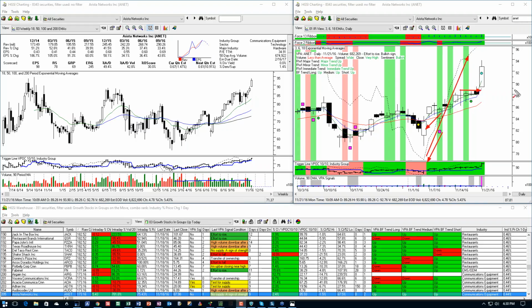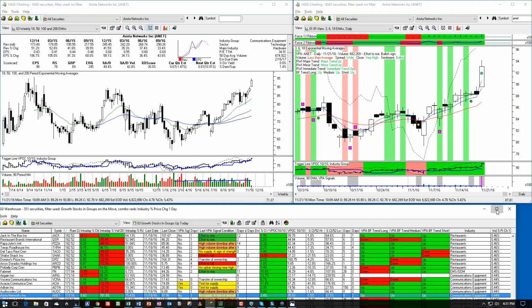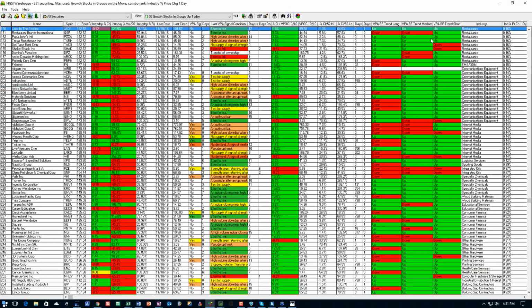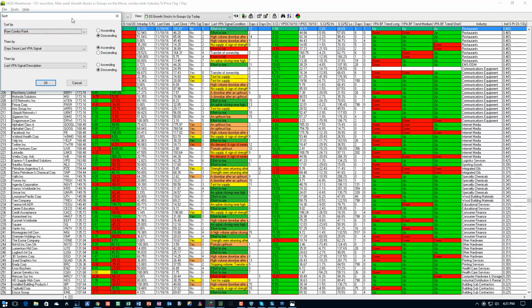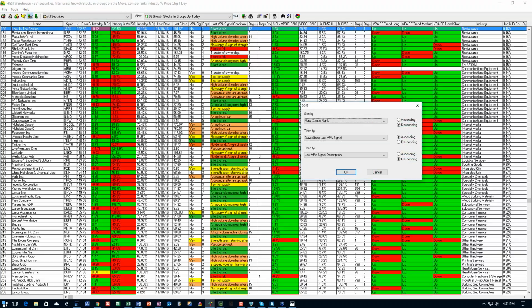These are things that you really need to be looking for. You need to scan. If you use this sort that I'm using, this is going to give you the groups first, the ones that are moving up. It's going to give you the days since the VPA signal. Let me bring that up again. Days since the last VPA signal.